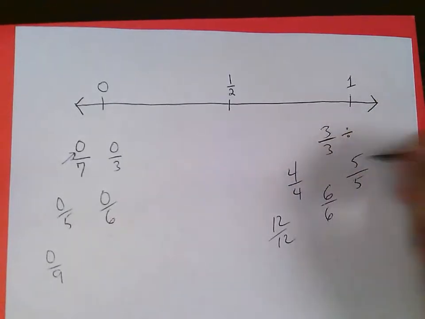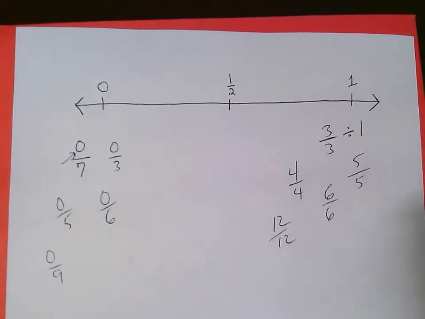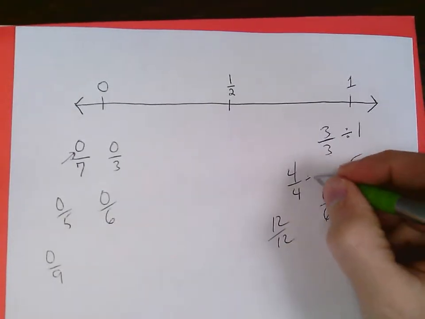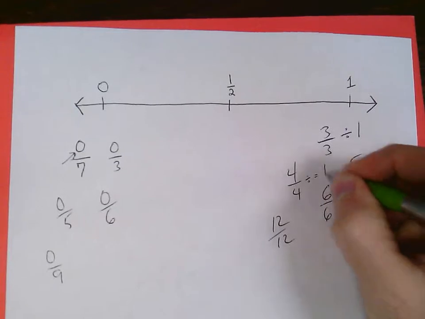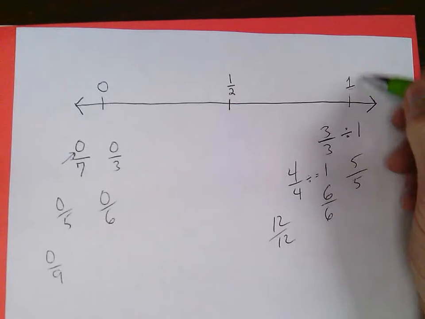That's what the fraction bar actually means. 3 divided by 3 equals 1. 4 divided by 4 equals 1. 5 divided by 5 equals 1. So anytime the numerator and the denominator are exactly the same, that fraction is going to equal 1 whole.